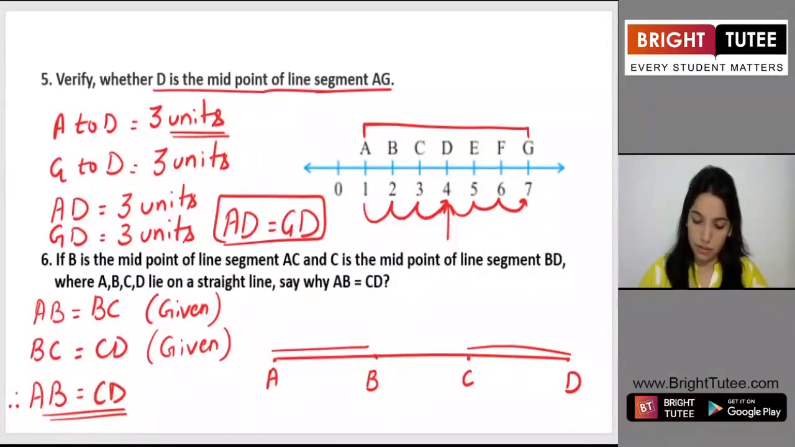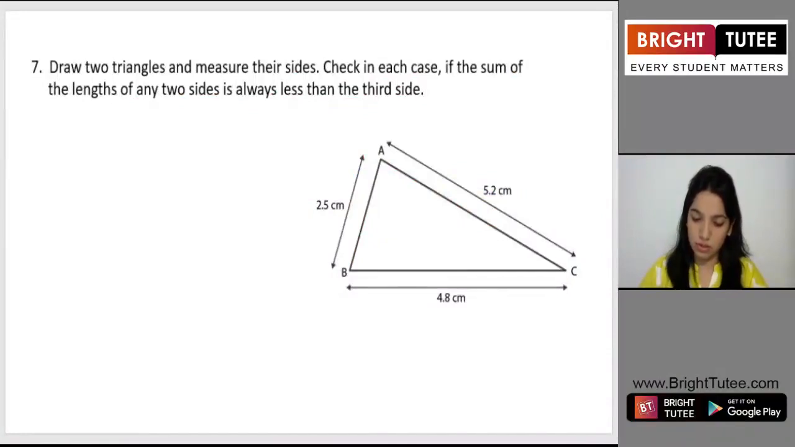Okay. Now let's move to the next one. Here in this question, it says draw two triangles and measure their sides. Check in each case if the sum of the lengths of any two sides is always less than the third side. Now for this question, you can draw any triangle that you want of any measure. However, to be very accurate with the measurements, in fact clear with the drawing, I have just used an image that you can see in front of you. So this is a triangle with some measurements given, not to measure.